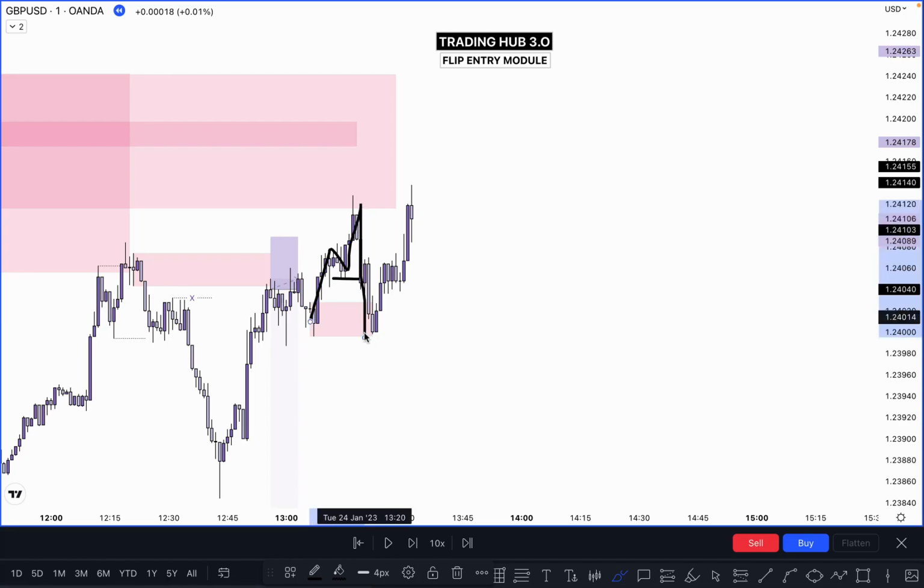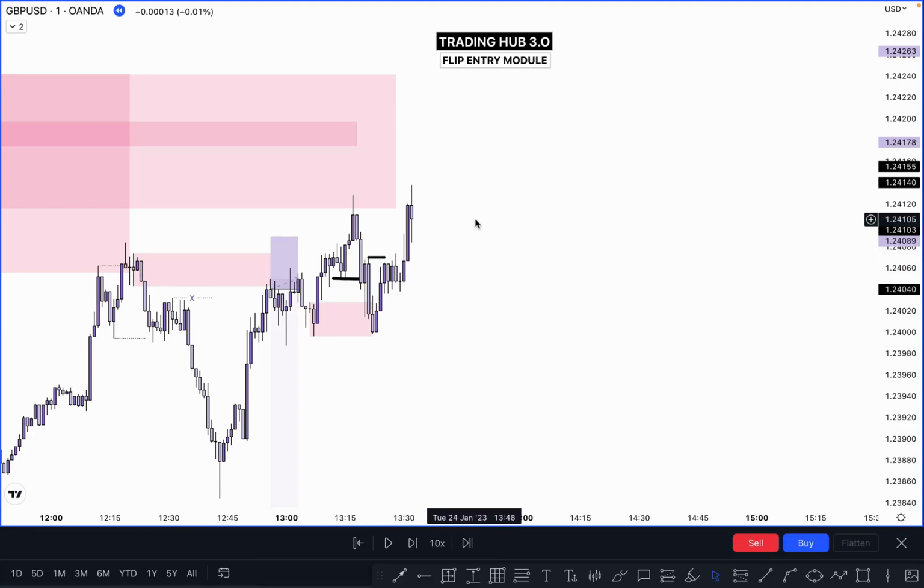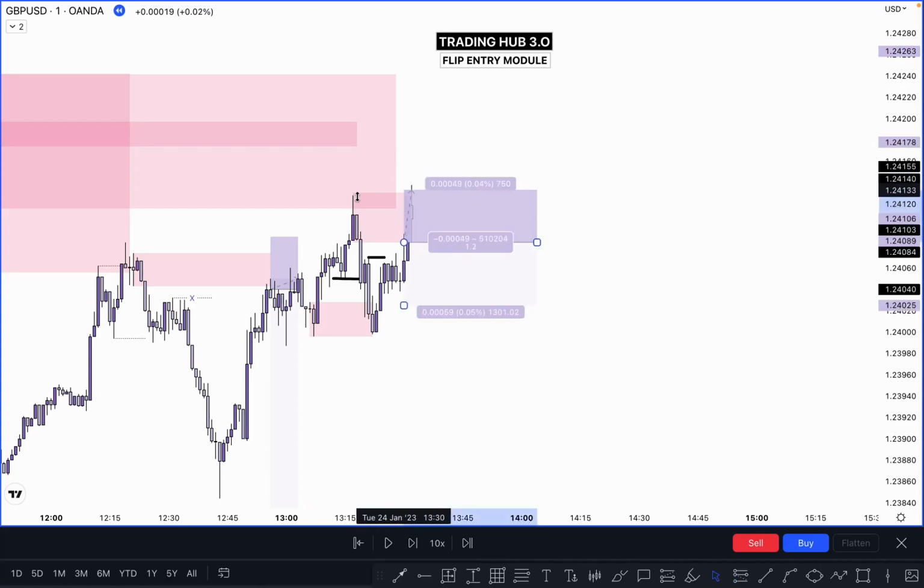So in this case, where is our inducement? At least this one. This is a small pullback here, and after taking out this small pullback, definitely you can sell here. Where can you sell at this time? Okay, based on the change of character, you can sell here, and this is our entry. The first entry is here. Look at this one. Okay, the first entry is here, and where is your stop loss? Just above it, based on the CHoCH entry model.